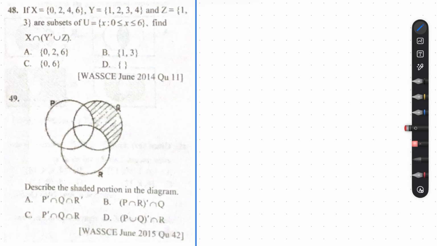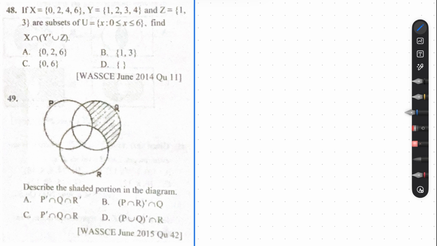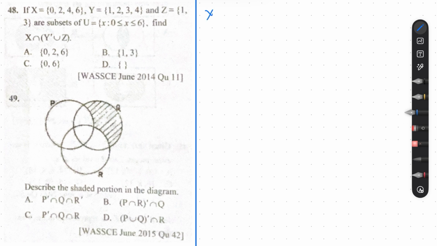So the question says, if x is equal to the set 0, 2, 4, 6 and y is equal to the set 1, 2, 3, 4 and z is 1, 3, and all these sets are subsets of U, which is the set, find this expression. Okay, so now let's write all the sets down so we can see them clearly. So we have x is 0, 2, 4, 6.